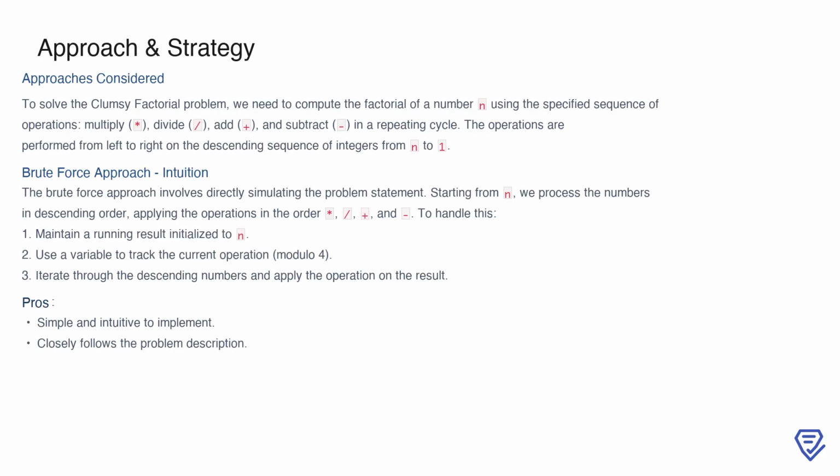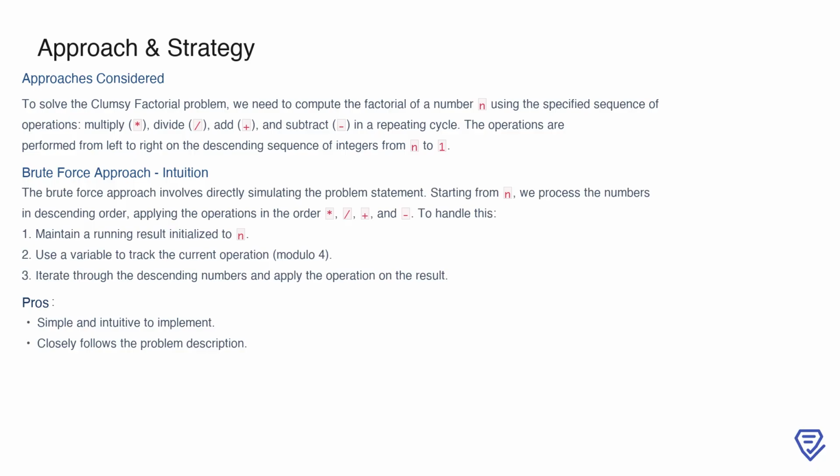To solve the clumsy factorial problem, the task involves calculating the factorial of a number, n, but with a twist. Instead of the traditional multiplication of all numbers, we follow a specific sequence of operations: multiply, divide, add, and subtract. These operations are applied repeatedly in this order, starting from n and working down to 1.